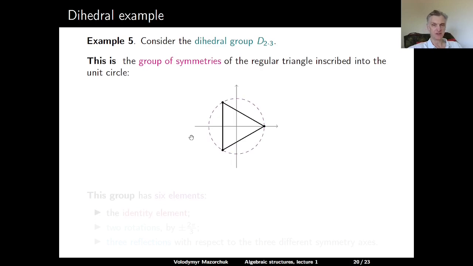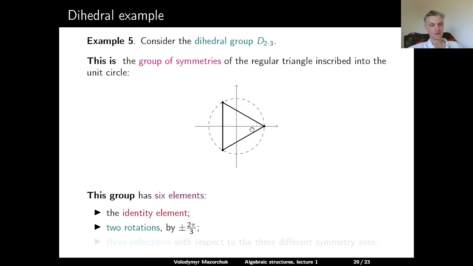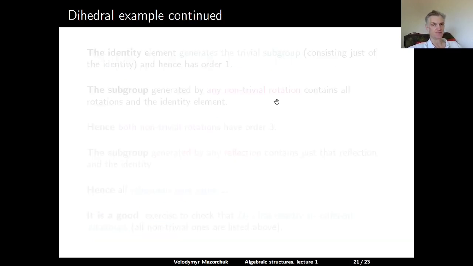Recall that that's the group of symmetries of the regular triangle inscribed into the unit circle in R2. So this group has 6 elements. The identity element, 2 rotations, so we can rotate this picture by the angle 2 pi over 3 or minus 2 pi over 3. And we have 3 reflections. So the triangle has 3 symmetry axes, the horizontal axis, then this axis, and this axis. And we can reflect, make the mirror symmetry with respect to these symmetry axes.